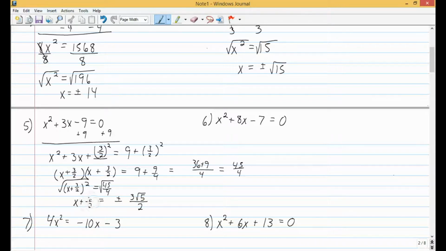Now to solve for x, I need to move this 3/2 over. Alright, so I'm going to come over here and do that. So I have x equals, when I move that 3/2 over, I need to subtract 3/2 on both sides. Make sure you put it in front of the plus or minus. Now since they have the same denominator, you can just make 1 fraction. This is -3 plus or minus 3 square roots of 5 all over 2. And remember, that's 2 answers. -3 minus the 3 square roots of 5 over 2 and -3 plus 3 square roots of 5 over 2.